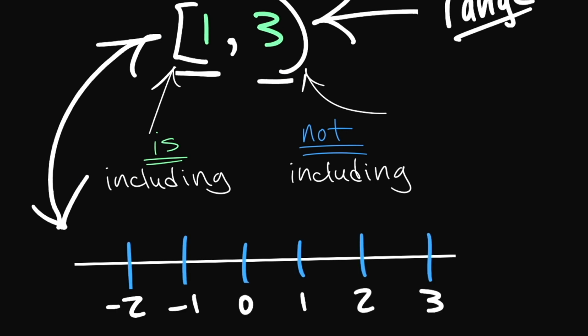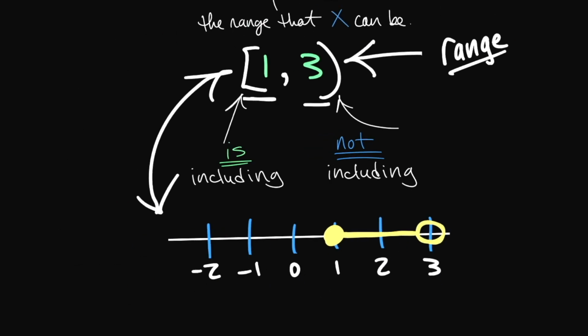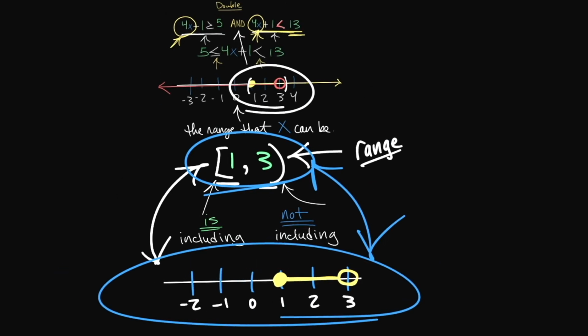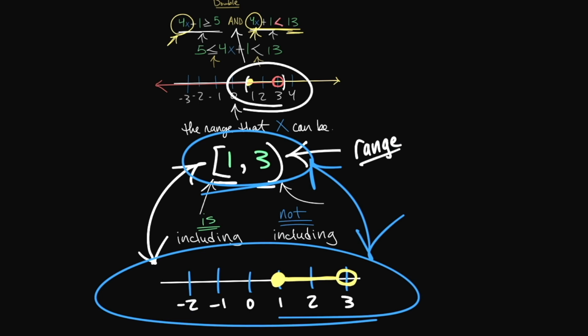So we're going to fill in our circle. We're going all the way up to 3, but not including 3, so we're going to keep that circle not filled in. These two are equivalent. And I think we have a good grasp on what compound and double inequalities are. In the next video, we're going to practice solving all the inequalities that we've learned about.